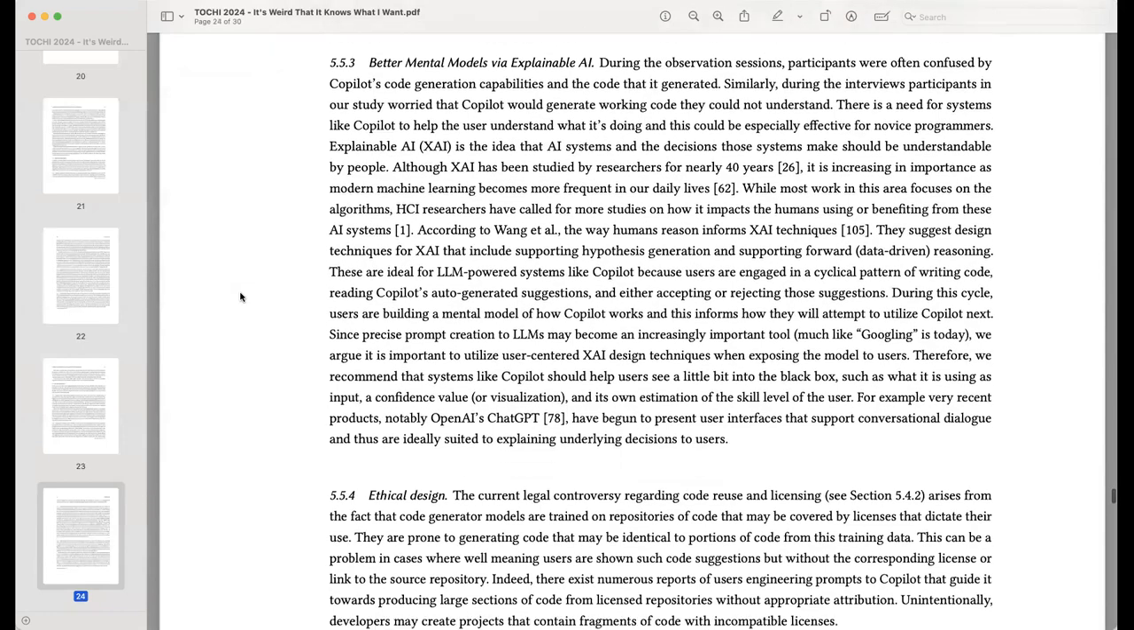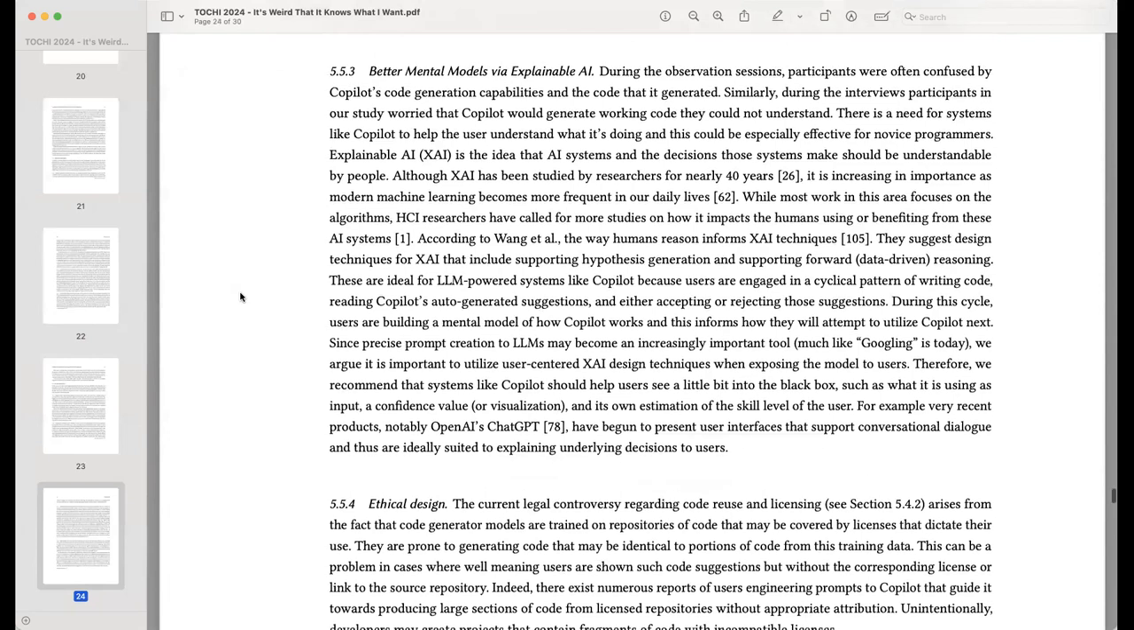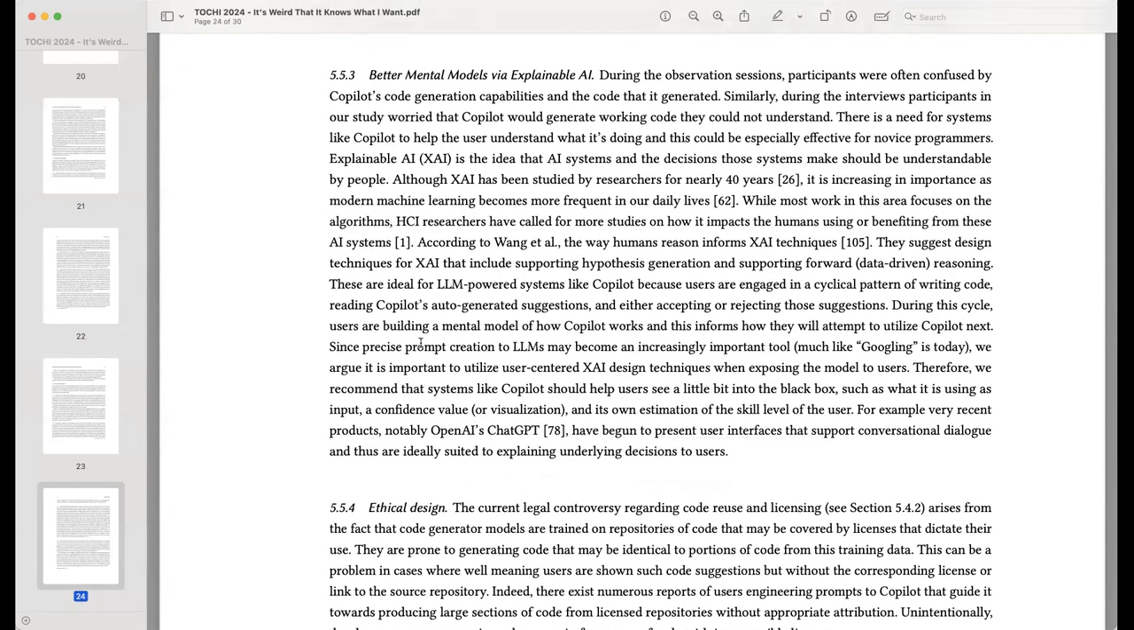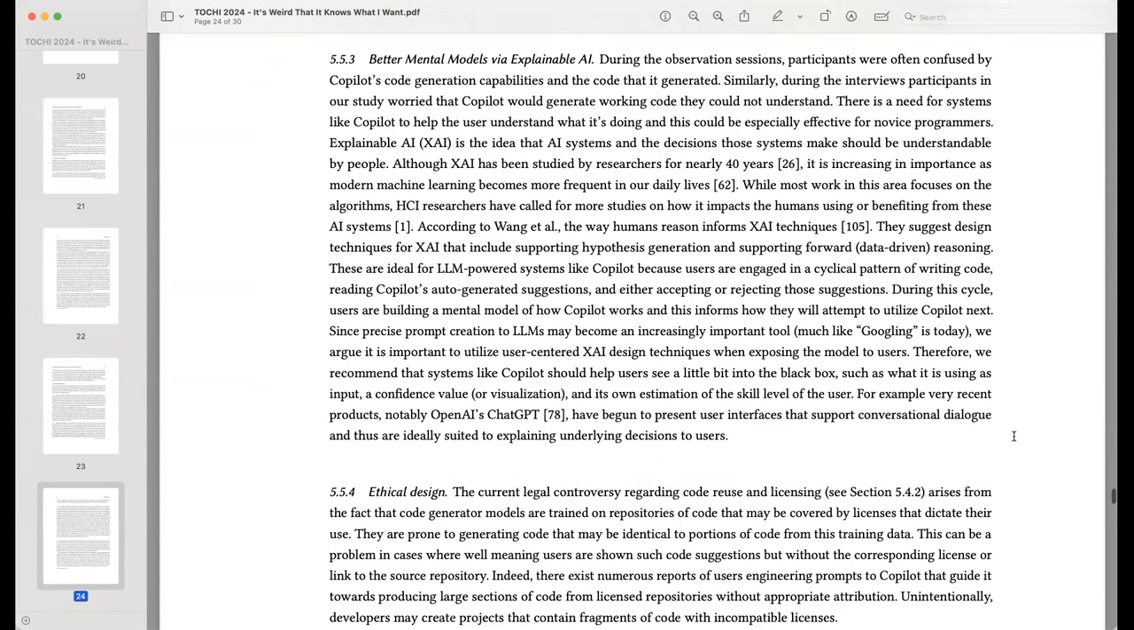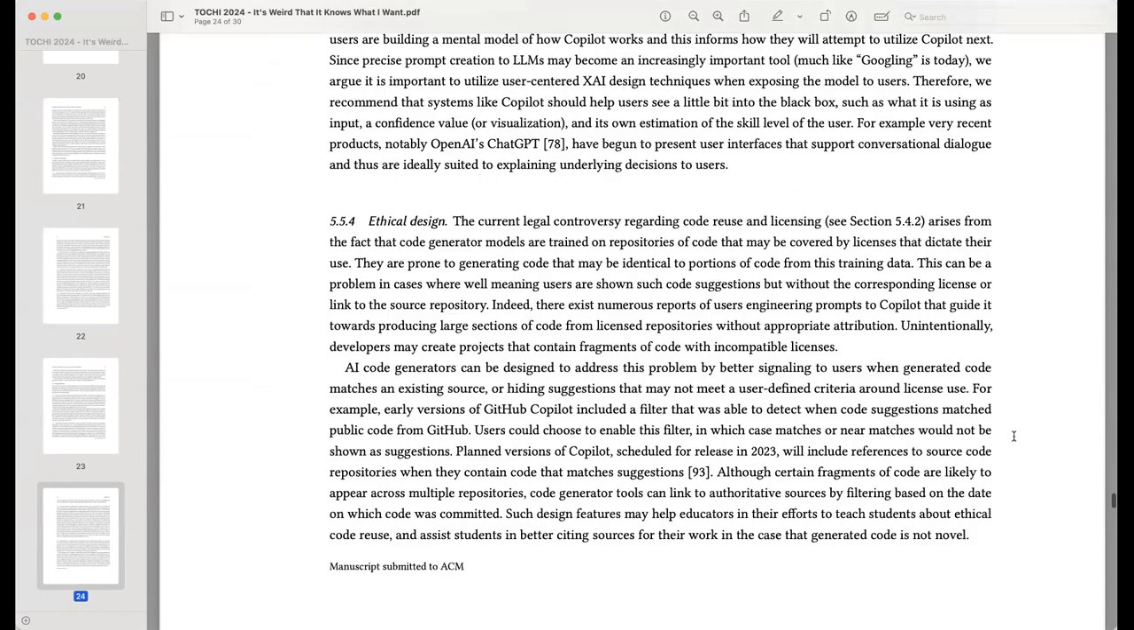And finally, there should be a little more transparency. Right now, Copilot is really more of a black box. We think that should help users see into that black box, such as saying what it's using as input, a confidence value of what it's showing you, and its own estimation of the skill level of the user. This kind of information would be helpful to novices and give them more confidence in suggestions.